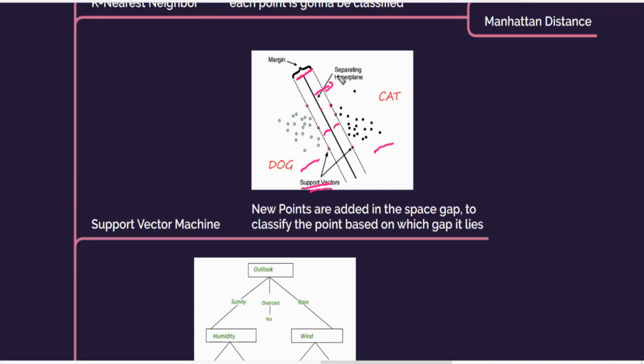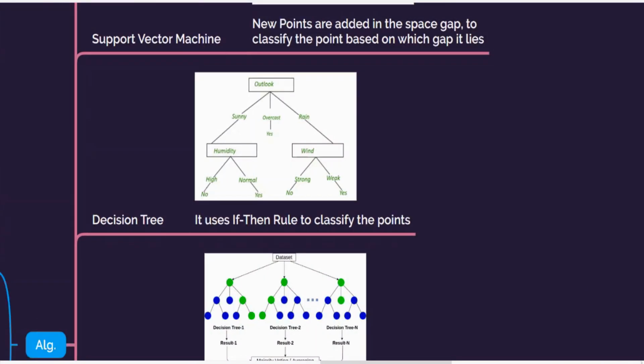So based on these support vectors only, it will be able to understand which class is in this direction and which class we have in the opposite direction. So whenever a new point comes into the picture, based on this margin and the support vectors, we will decide which class this new point belongs to, whether it belongs to class A or class B. Then we have the decision tree method.